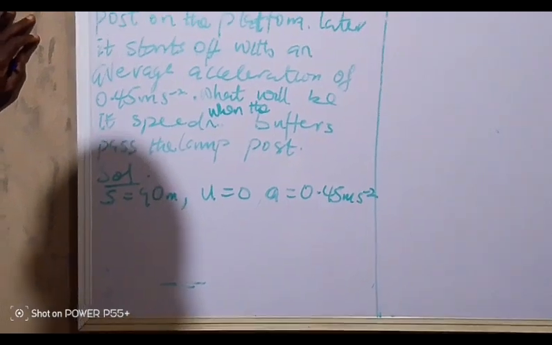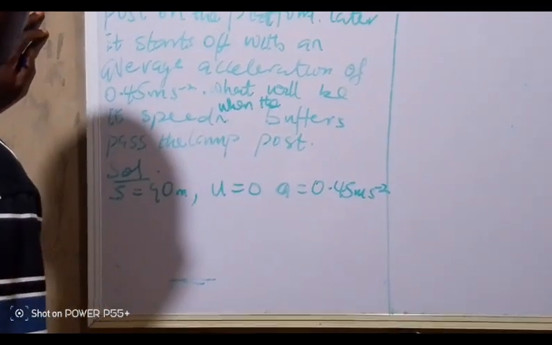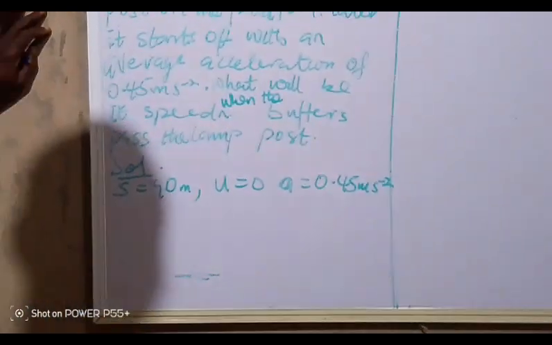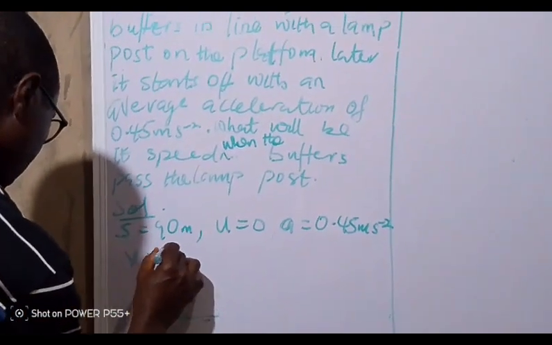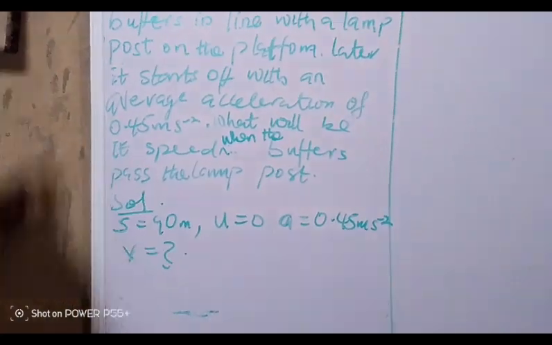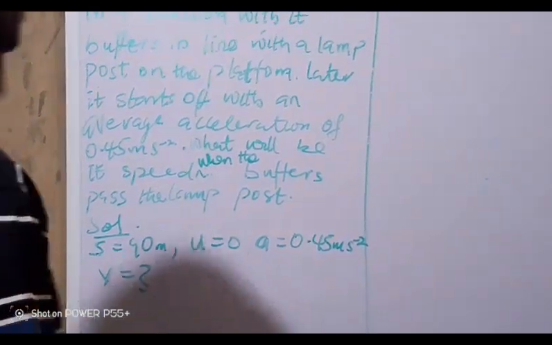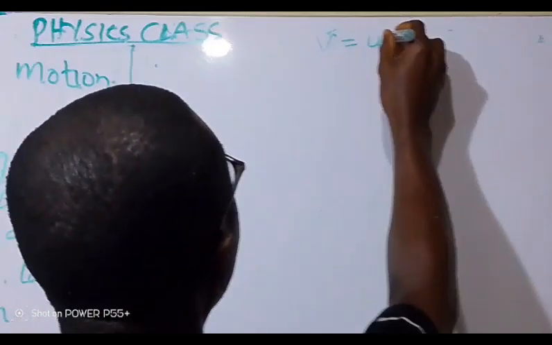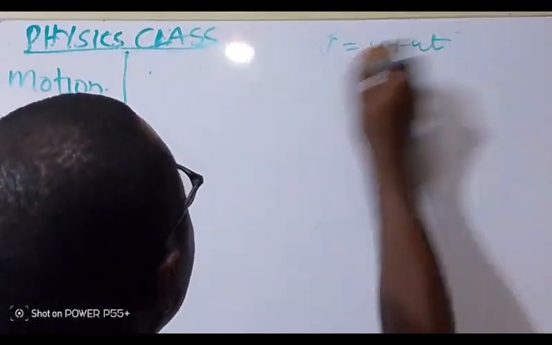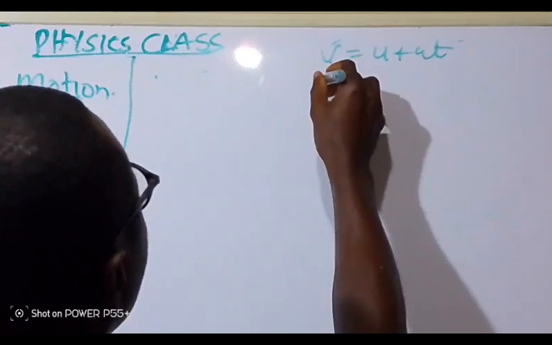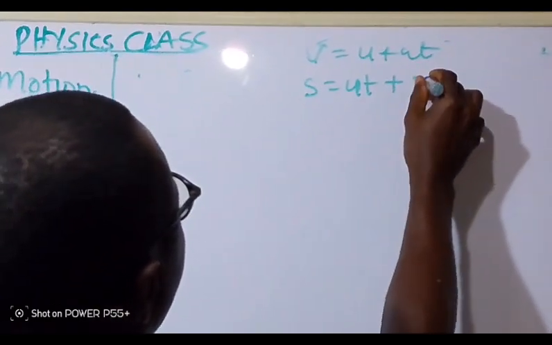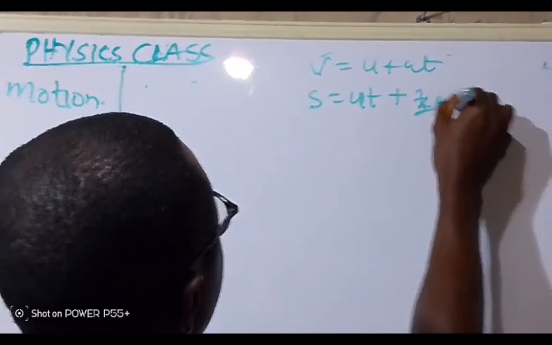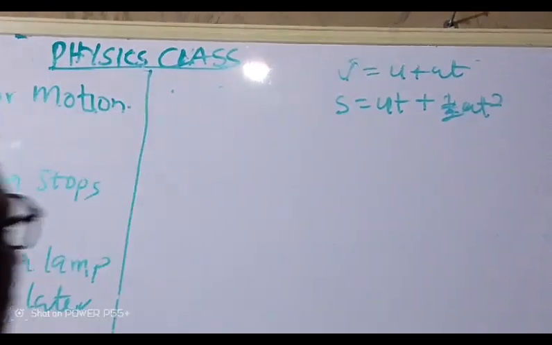Then we now have to calculate its speed when the mover passes through the lamp post. So that is v, unknown. Now, according to our formula, if you write our formula down, v is equal to u plus at, that's equation 1. s is equal to ut plus 1/2 at squared, that's equation 2.